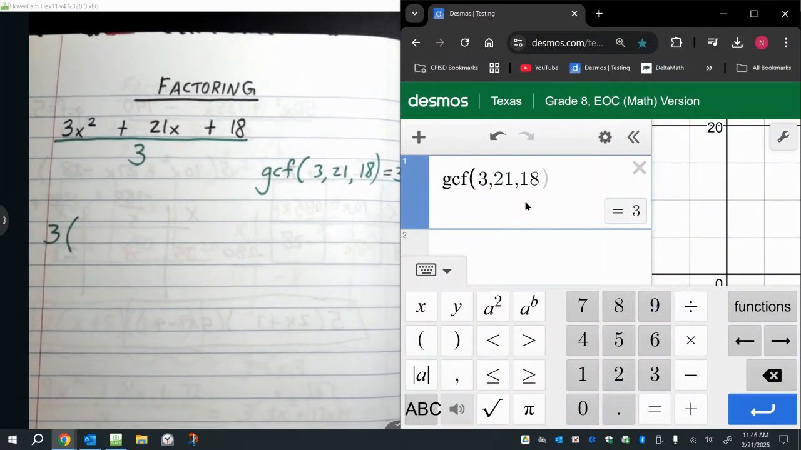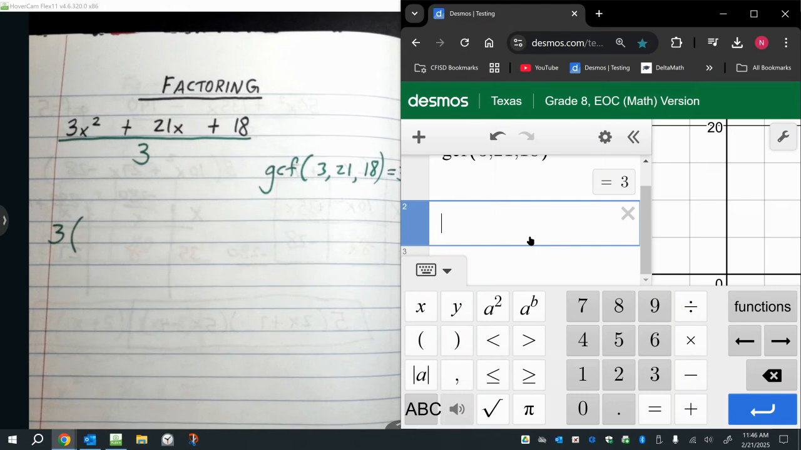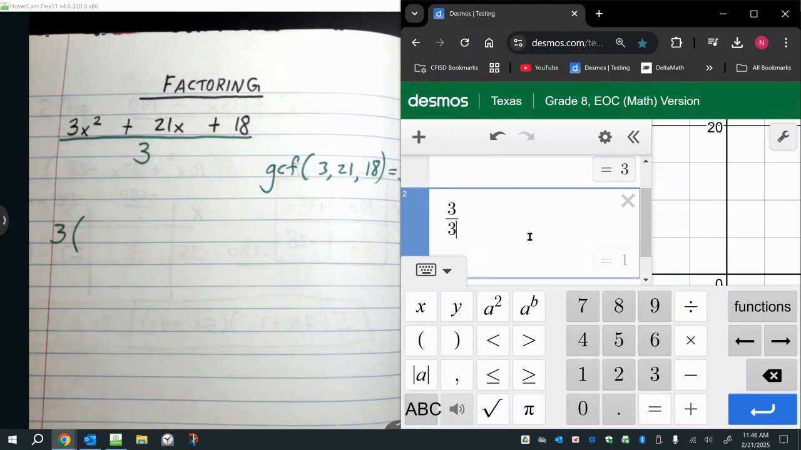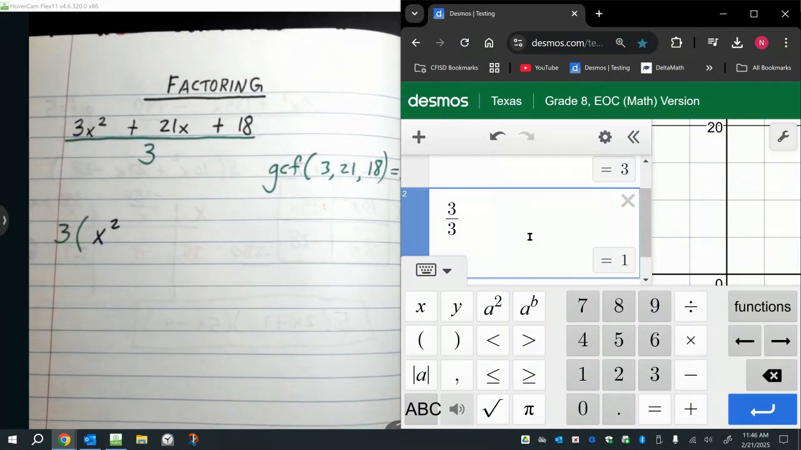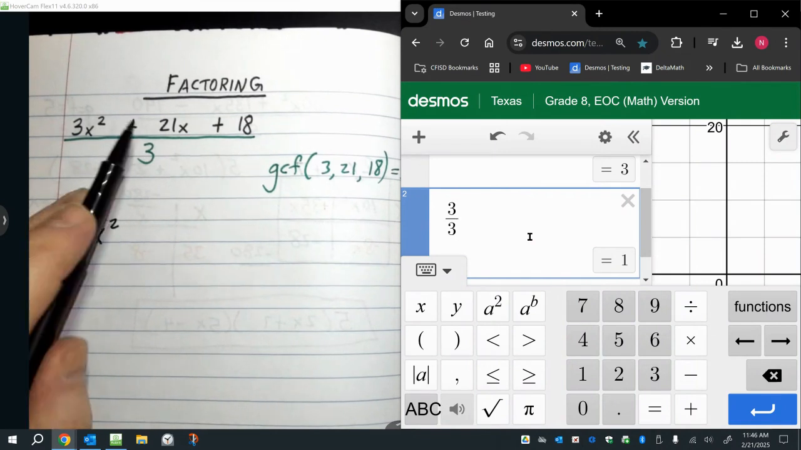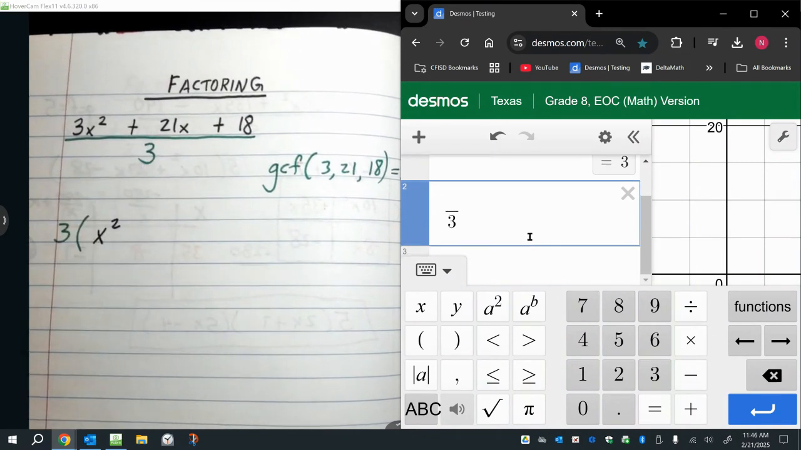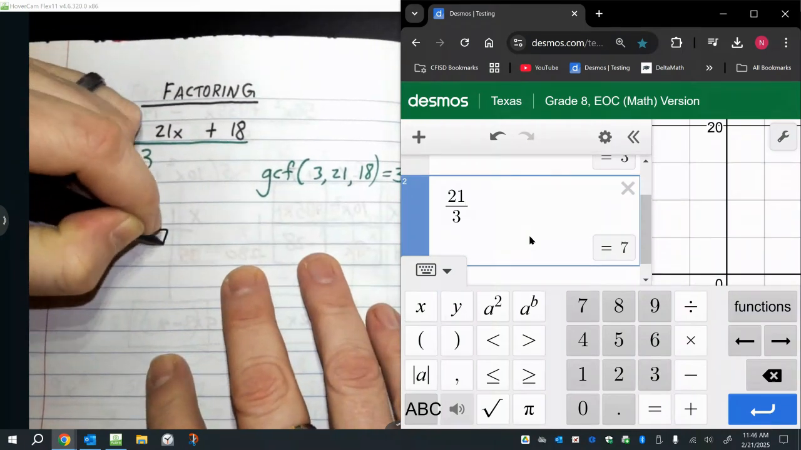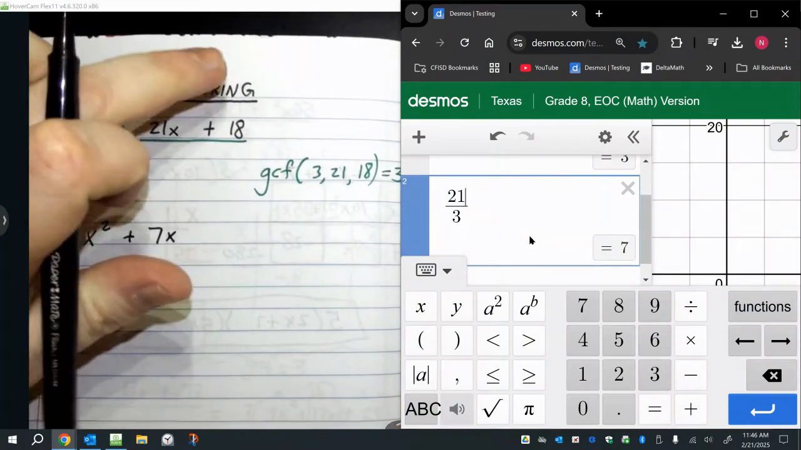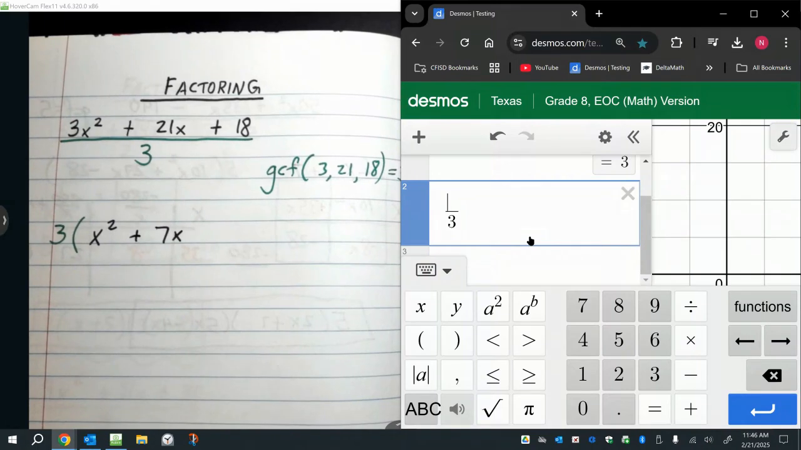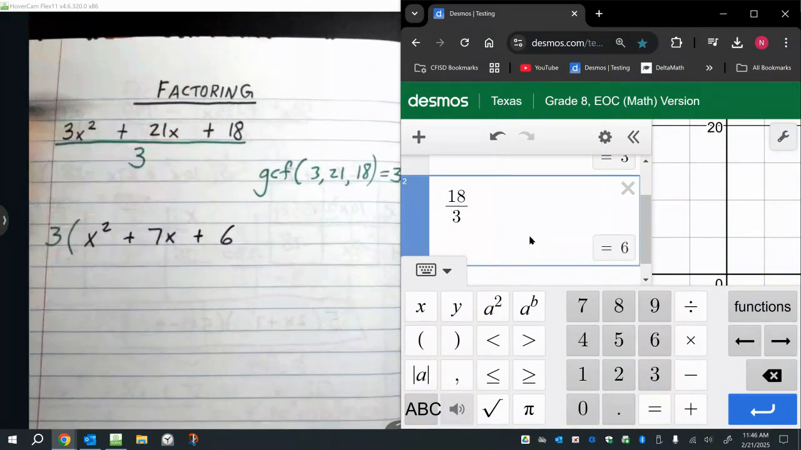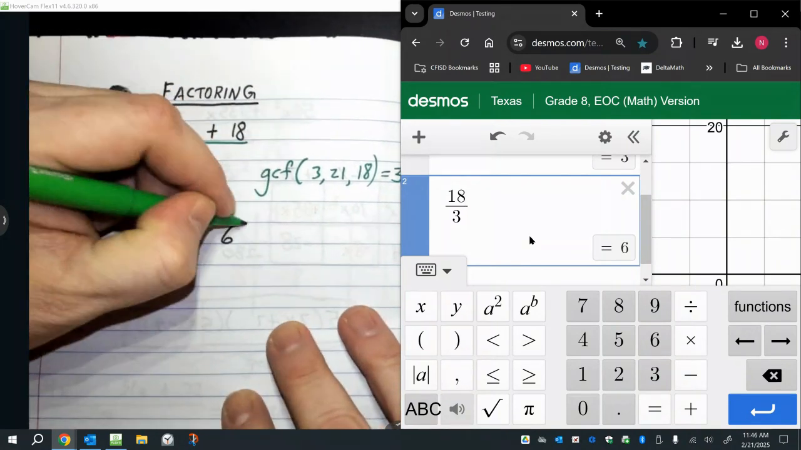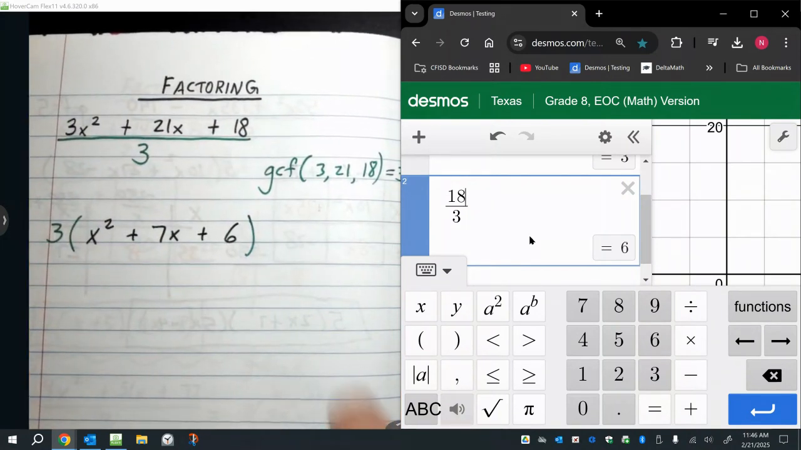And if you're not sure what each piece is, divide it by 3. 3 divided by 3 is 1, or 1x squared. Now take 21 and divide it by 3. That's 7. Then take 18 and divide it by 3. That's 6. So now this is what we have. This is what we're working with.